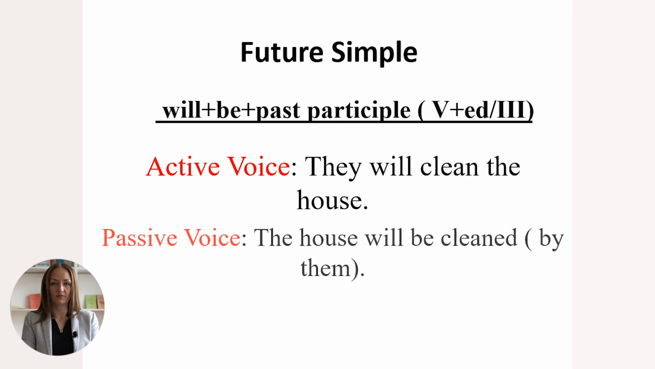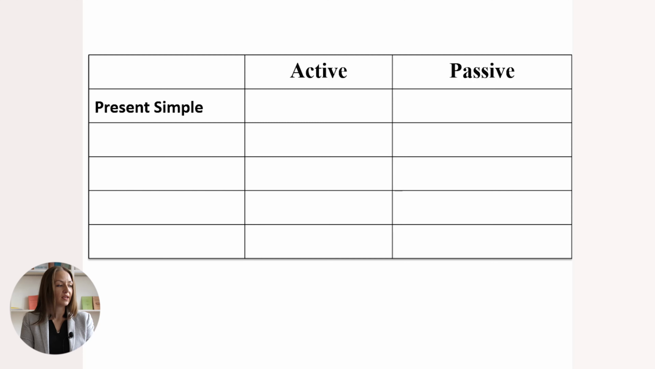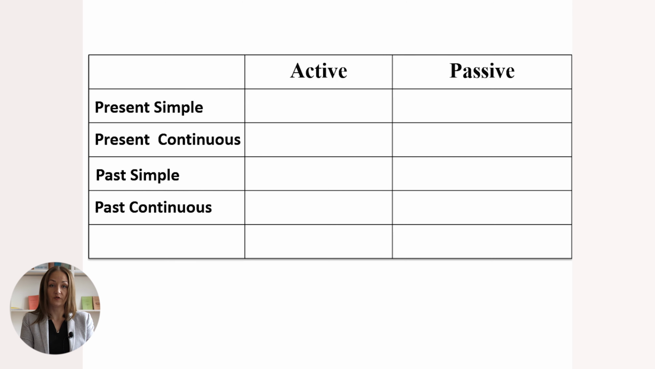In the following scheme, we are going to analyze the change from the active into the passive voice of the following grammar tenses: present simple, present continuous, past simple, past continuous, and future simple. So let's see. The active present simple sentence, I do it, will be transformed into passive this way. It is done. The active present continuous will be I'm doing, which will change into it is being done.